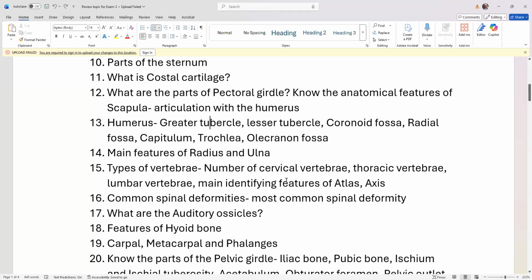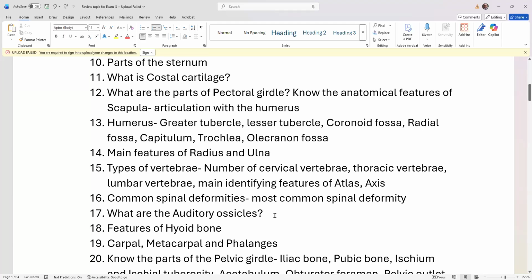What are the different types of cervical vertebrae? You should know the main identifying features of atlas and axis. Atlas and axis have got very specific identifying features and can be easily identified. You should know them. What are the common spinal deformities? What is the most common spinal deformity?